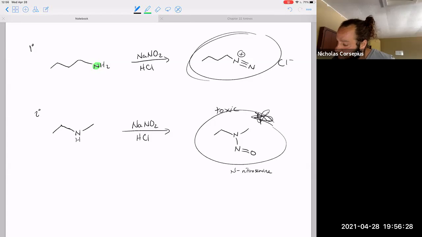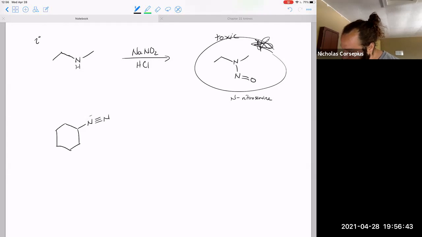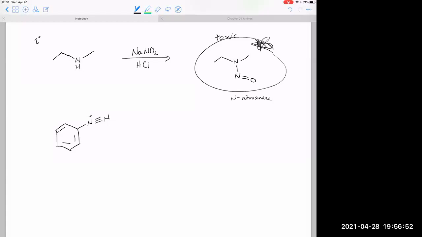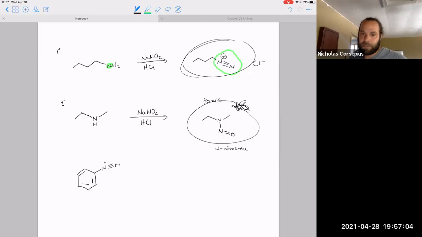This one is arguably the more important reaction, because this diazonium group is something very important, especially when it's attached to a ring. Can anybody tell me anything about the diazonium group when it's attached to a ring? Are they unstable? They're unstable if it's not attached to a ring. If it's not resonance stabilized, it's incredibly reactive. But that's why we like it when it is attached to a ring, because it's incredibly reactive.